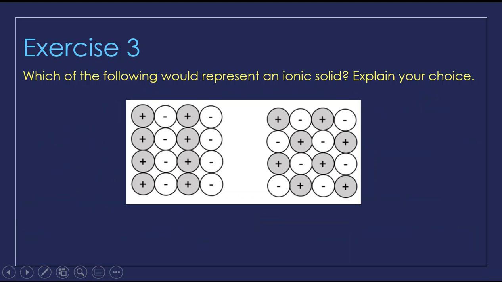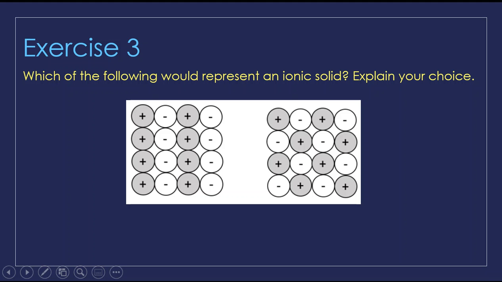All right, now, which of the following would represent an ionic solid? Explain your choice. The one on the left or the one on the right? Right. The one on the right. Now, this is where people have struggled, is the explanations. Explanations really need to stick to 2 to 3 sentences max, and you need to hit all of the lovely buzzwords. So, when we're talking about ionic, we need to mention, of course, the cations and the anions, or the positive and the negative ions.